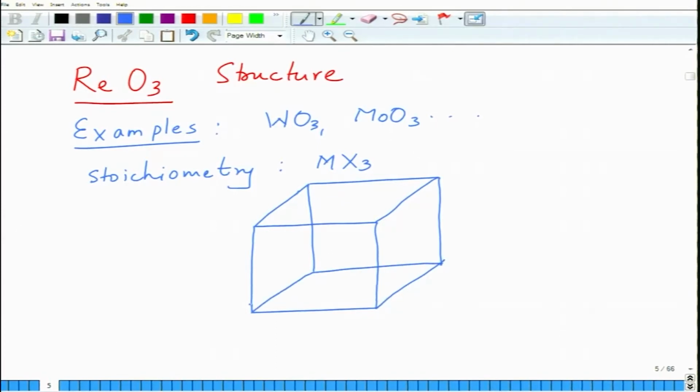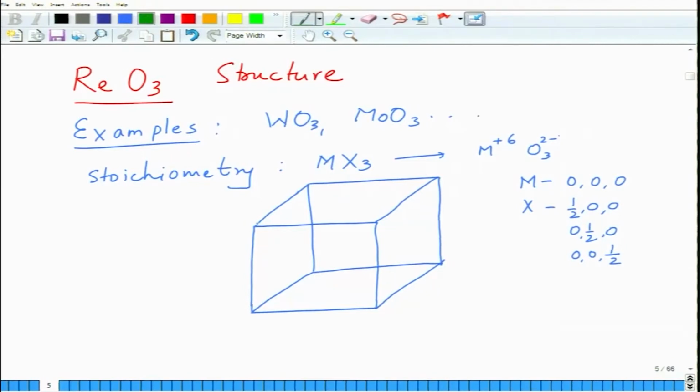So, you can see that in this kind of structure, M is a plus 6 ion, and you have 3 oxygen ions which are 2 minus, and there are 3 of them. Okay. The atomic positions happen to be M at 0 0 0 and X at half 0 0 kind of positions, half 0 0, 0 half 0 and 0 0 half type of positions. It is a primitive cubic lattice.